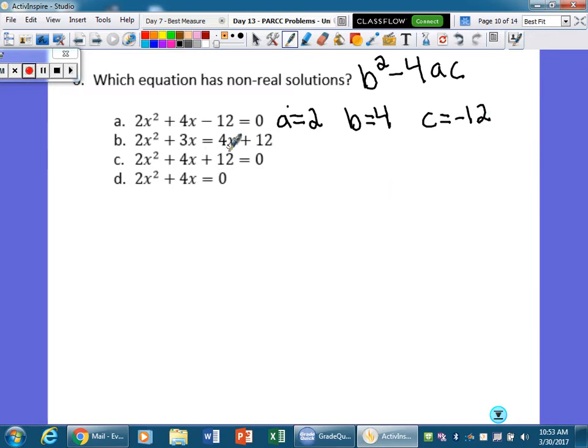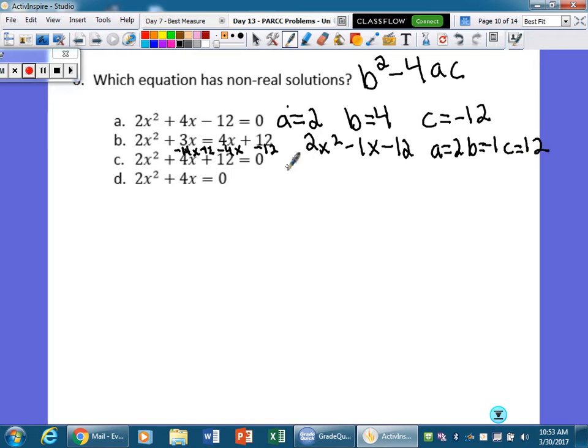Now look at this one. This one doesn't equal 0, so we need to move this stuff over. I'm going to minus 4x, and I'm going to minus 12 from both sides. So it's going to become 2x squared minus 4x minus 1x, because 3 minus 4 is 1, and then I still have that negative 12 hanging out. And again, your a equals 2, your b equals negative 1, and your c equals negative 12.